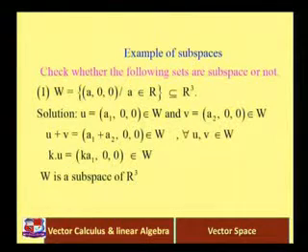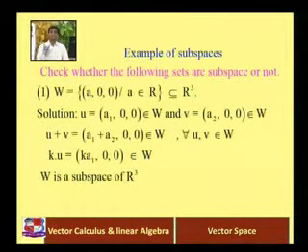So u plus v is equal to (a1 plus a2, 0 plus 0, 0 plus 0), that is (a1 plus a2, 0, 0), which belongs to W, because a1 and a2 are both real numbers, and the addition of any two real numbers is also a real number. Now k into u is equal to k into (a1, 0, 0), which also belongs to W, because k and a1 are real numbers, and the multiplication of any two real numbers is also a real number.